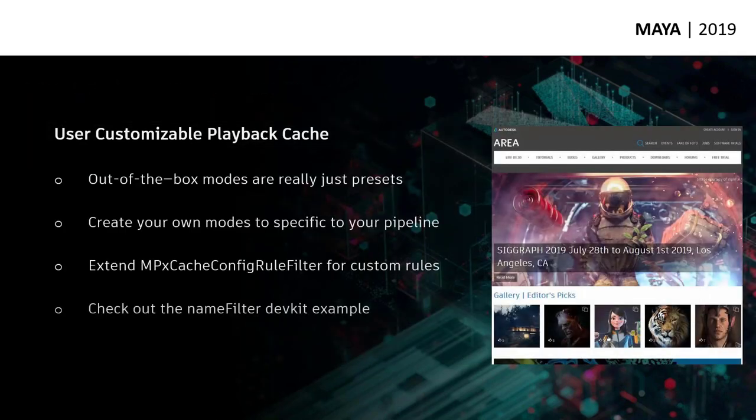Now, these are just out-of-the-box modes. So what we're providing here are three out-of-the-box modes that you can choose from, but we provide an API that allows you to create your own custom modes. Now, this is getting into kind of the weeds, and it's, to be honest, kind of beyond me as well. I'm not a developer, so I would never do this myself. But through the API, you can actually extend this functionality, and you can create your own custom playback modes or your own custom cache playback modes. You can use this MPX cache config rule filter in order to create custom rules. And then there's an example of this in the dev kit, something called name filter that's in the dev kit.